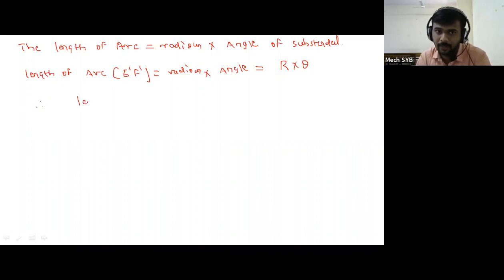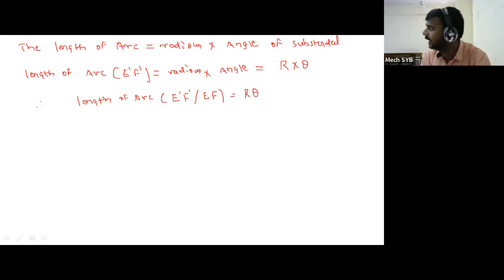Therefore, length of arc E dash F dash, can I write EF? Can I write EF? E dash F dash is equal to EF. Can I write?